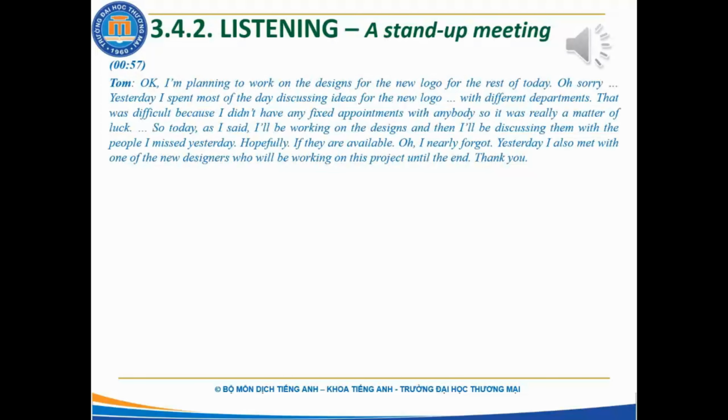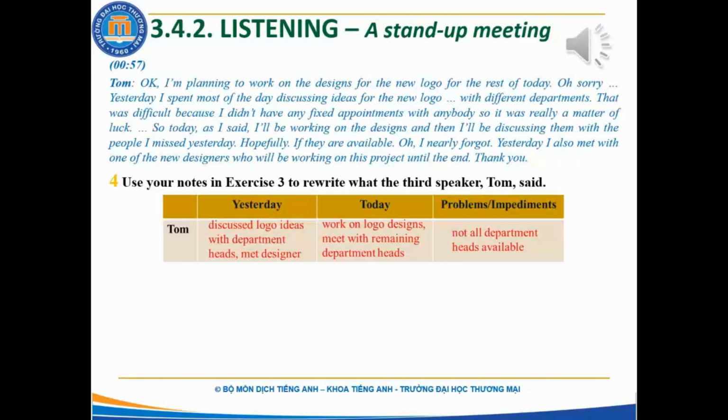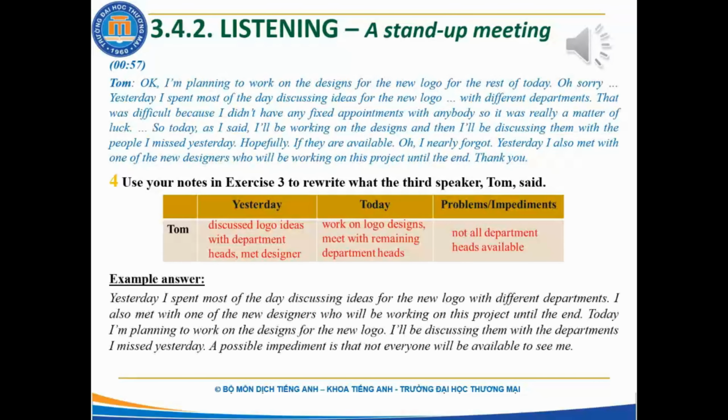Alright, so as you can see, the speech of Tom is very difficult to follow and understand, right? So what you have to do in exercise 4 is use your notes from exercise 3 to rewrite what Tom said in an easier way to follow. Now please spend some time preparing the writing. Have you finished? Now let's have a look at the example answer. So here you see that we start with yesterday and then today, alright, and also with the impediment, right?